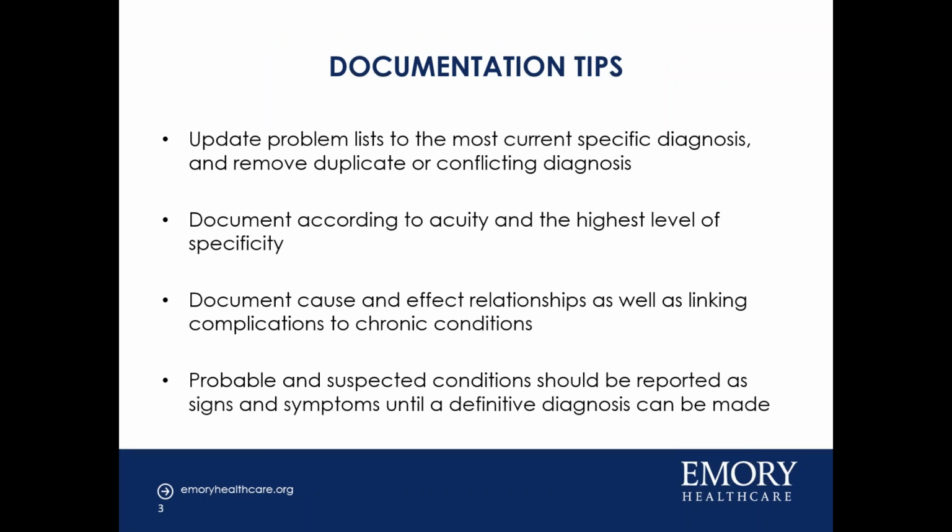Some documentation tips include: update your problem list to the most current specific diagnosis and remove duplicate or conflicting diagnoses. Document according to acuity and the highest level of specificity. Document cause and effect relationships as well as linking complications to chronic conditions. Probable and suspected conditions should be reported as signs and symptoms until a definitive diagnosis can be made.